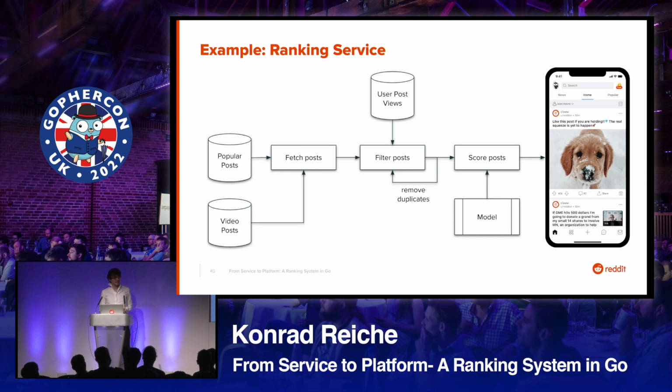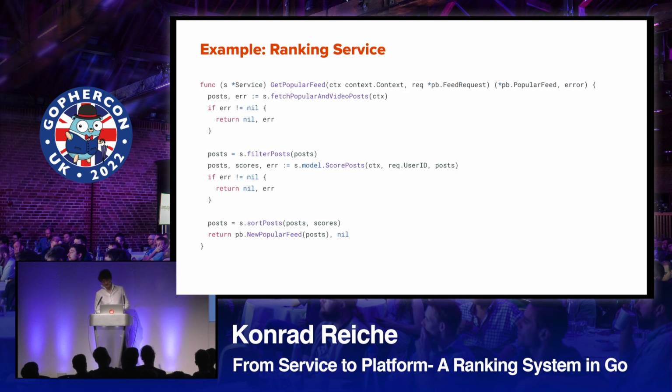Let's say you get to implement this in Go, and this is what you wrote. A service exposes a method called getPopularFeed. Here we fetch the posts, and it's great, you already moved this into a separate method. Then we filter posts, run it through the model to assign scores, and then sort and return them.